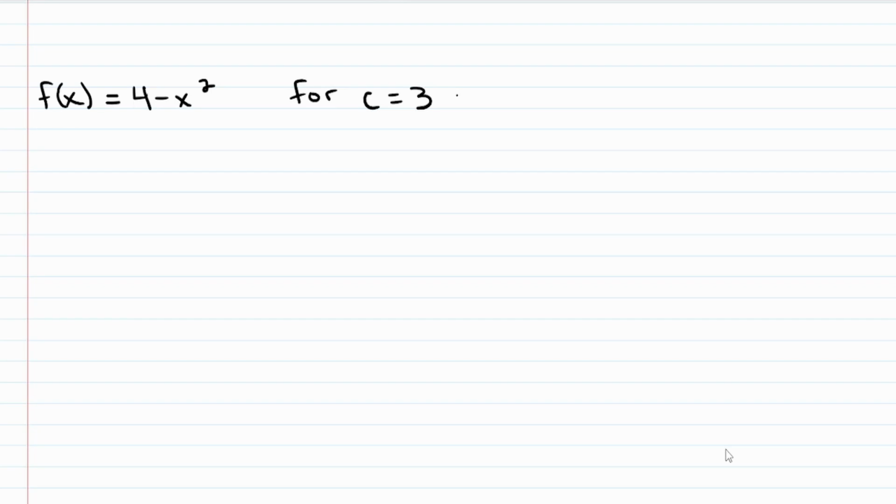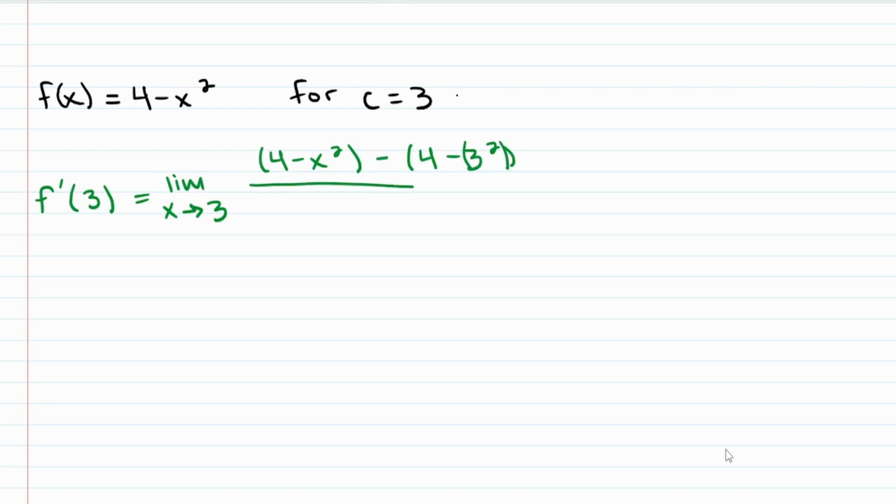All right, our first step is going to be to rewrite this. We're looking for the derivative, specifically at the point c equals 3. So that's going to be the limit as x approaches 3. We're going to start by taking f of x and just putting that in our numerator. So that would be 4 minus x squared, and then subtracting f of x at the point 3. So we'll substitute 3 in for any x's we see in f of x. 4 minus 3 squared. And this would just be applied to the 3 here. And then on our denominator, we would have x minus 3.